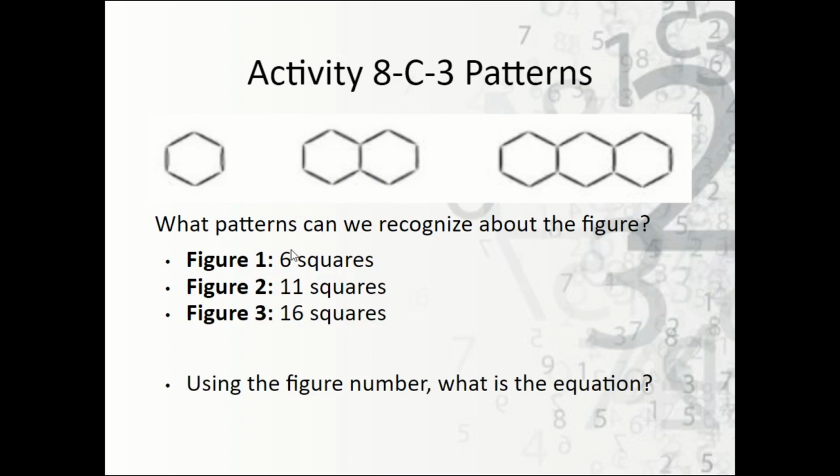Well, each time we're adding by 1 less than our original sides. So we should be adding by 5 each time, right? Because 6 plus 5 is 11. 11 plus 5 is 16. So it's 5 times n minus 1 times however many we had before plus the original 6. So we have 5 times n minus 1 plus 6 would be our equation.